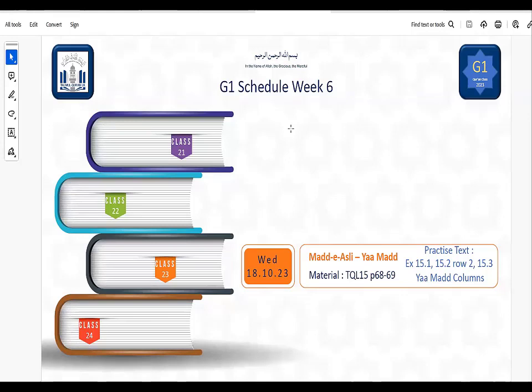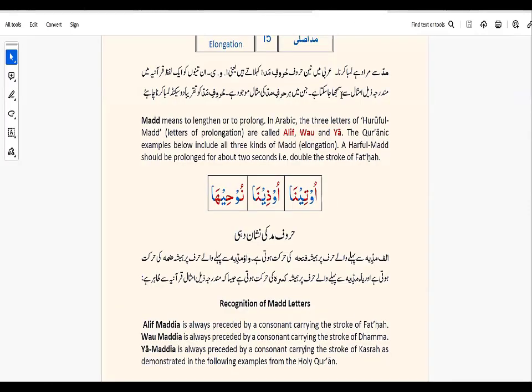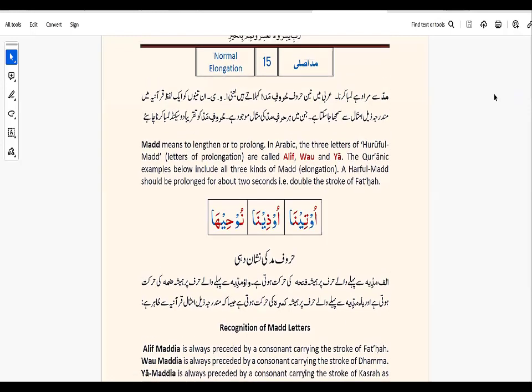So in last classes, you have been doing vowel mud. So now we'll be moving on to Ya mud. So I will be doing a quick reminder of what mud is for everyone. So we'll start off with today's class. So we will be doing today normal elongation.